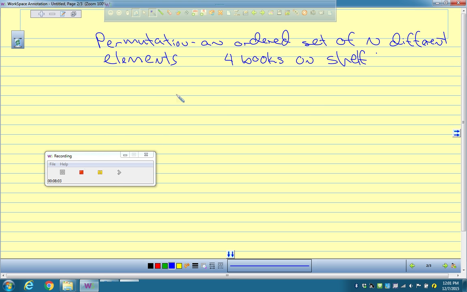How many choices do I have for the first book? 4. How many for the second book? 3. And for the third book, I have 2. And for the last book, I have 1.